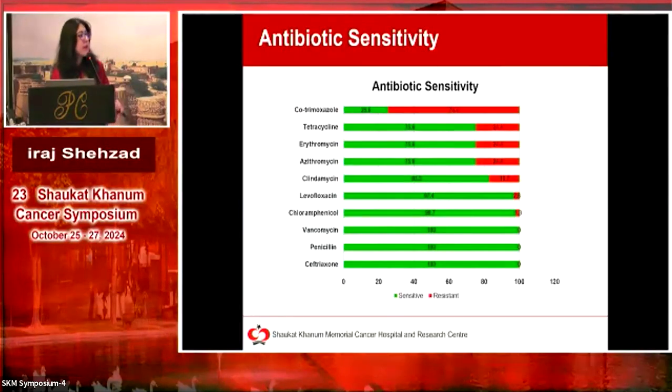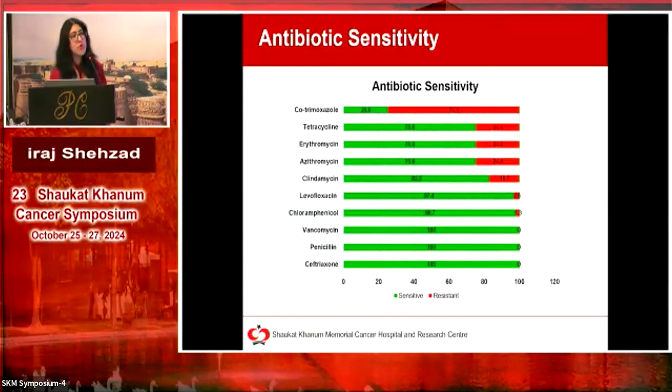Then we studied the antibiotic sensitivity in these isolated strains. All the isolated strains of streptococcus were sensitive to ceftriaxone, penicillin, and vancomycin, with 100% sensitivity. There was 98.8% sensitivity to chloramphenicol. Levofloxacin had 97.4% sensitivity, clindamycin 83.3%, while azithromycin, erythromycin, and tetracycline had a sensitivity of 75.6%, while the highest resistance was reported with cotrimoxazole, at 74.4%.